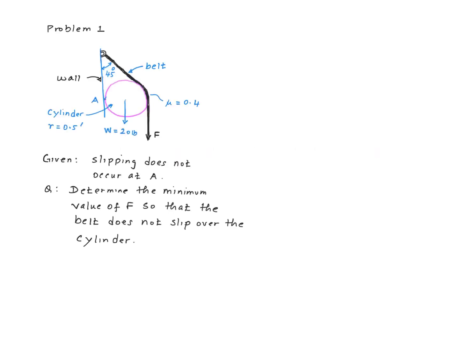We have a cylinder that is being held against a wall with the help of a belt, like shown over here. The weight of the cylinder is 20 pounds and this angle is 45 degrees. Coefficient of friction between the belt and the cylinder is 0.4. It's further given that the slipping does not occur at point A, that is between the wall and the cylinder. Question is to determine the minimum value of F so that the belt does not slip over the cylinder.